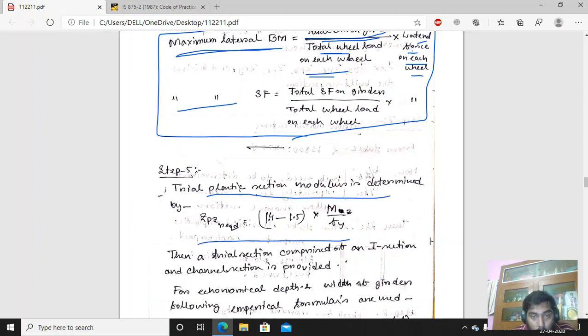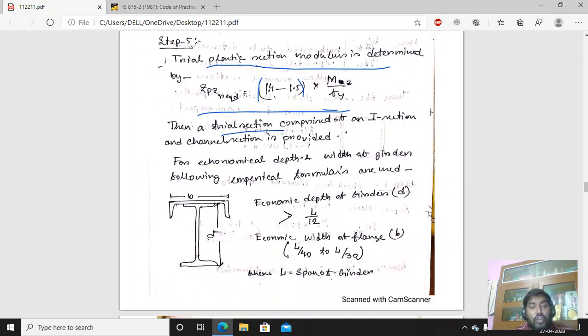Zpz equals 1.4 to 1.5, a value has to be taken in between, into Mz by fy. Then a trial section comprised of an I section and a channel section is provided. Generally an I section is provided. Now how to choose the I section and the channel section? We have to know the depth of the section and the width of the flange. For the economical depth and width of the girder, the following empirical formulas are used.